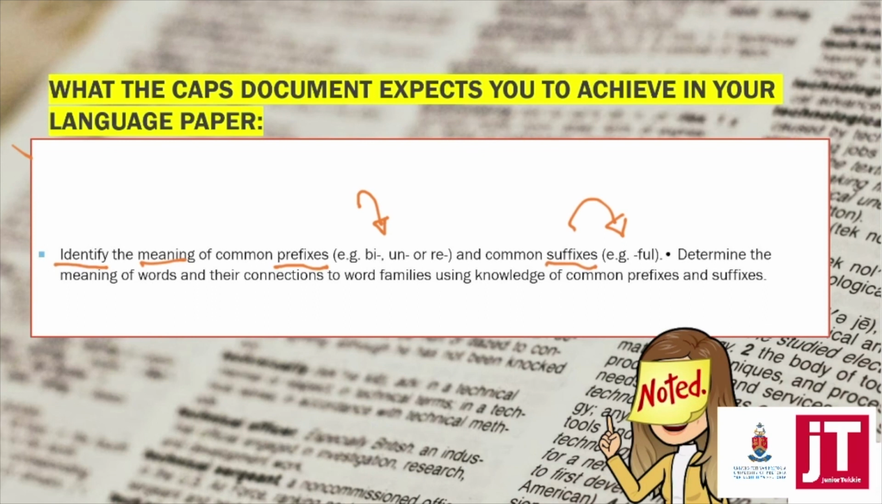Okay, determine the meaning of words and their connection to word families using knowledge of common prefixes and suffixes. So there's definitely a key word here, and that is prefixes and suffixes, right? We now need to be able to link prefixes and suffixes to their connection to words, okay? And we also need to know common prefixes and suffixes. We can do that, no problem.